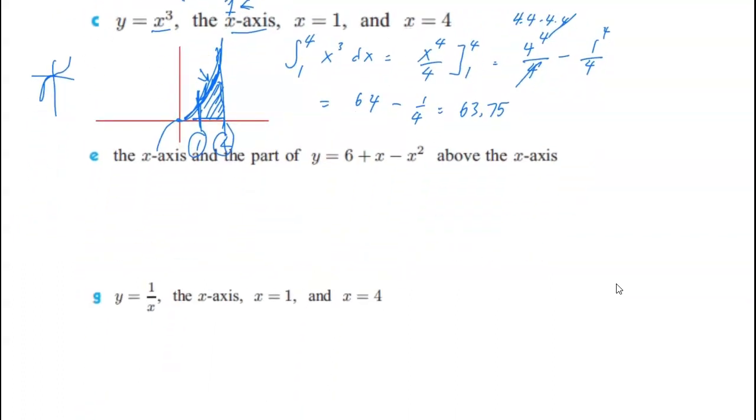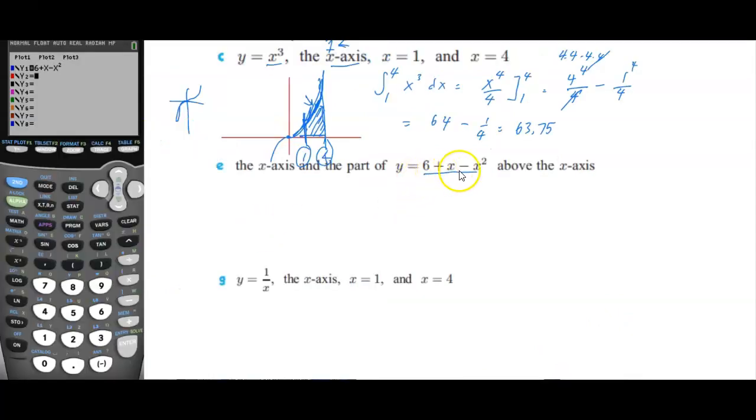E. The x-axis and the part of y equals 6 plus x minus x squared above the y-axis. Okay, so this one, let's see. I think it's easier if we graph this, so I'm going to graph it on the calculator and then we'll proceed, okay? I know this is a parabola. I know it opens down, but I don't know exactly where the x-intercepts are because they didn't give it to me in factored form.